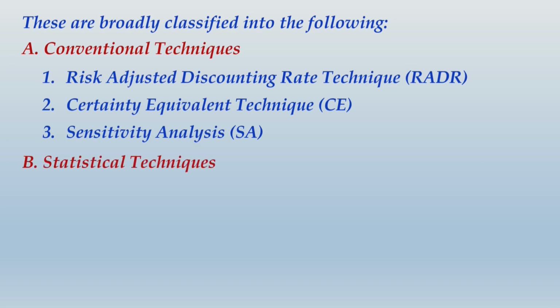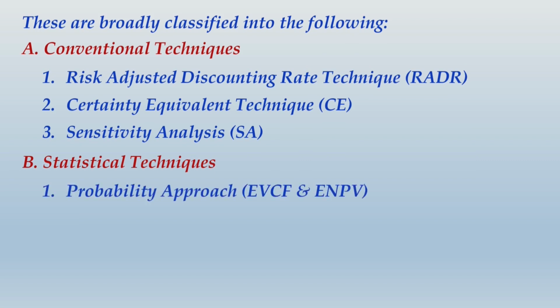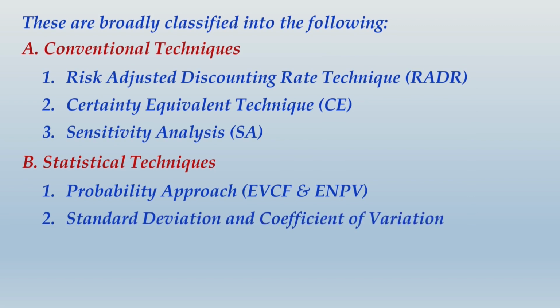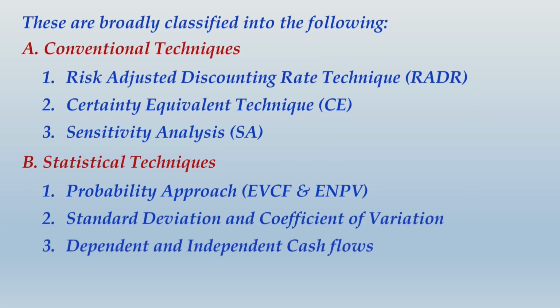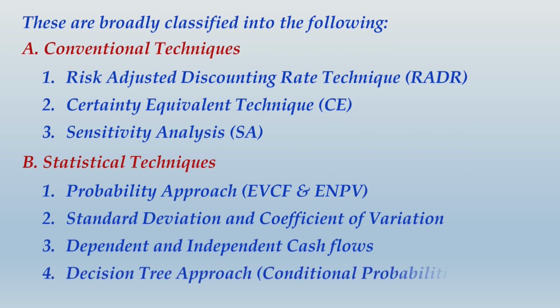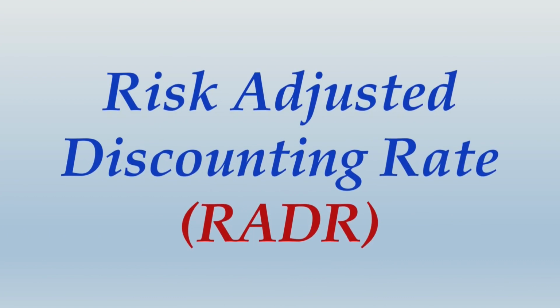Then we have next set of techniques classified as modern techniques or statistical techniques. Here we have probability approach, where we compute EVCF, that is expected value of cash flow, and ENPV, that is expected net present value. Then we have standard deviation and coefficient of variation. Then we have dependent and independent cash flows, and then we have decision tree approach, where we also talk about conditional probabilities. So once you are knowing that these are all the techniques that you have to learn, let us move ahead and discuss each one of these one by one, getting started with risk adjusted discounting rate, or in short RADR technique.